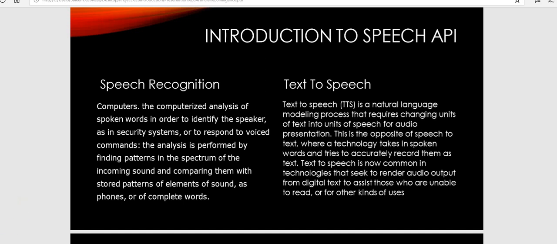Text-to-speech is a natural language modeling process that requires changing units of text into units of speech for audio presentation. This is the opposite of speech to text, where a technology takes in spoken words and tries to accurately record them as text. Text to speech is now common in technologies that seek to render audio output from digital text to assist those who are unable to read, or for other kinds of uses.